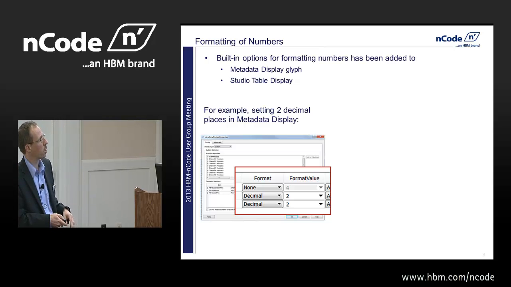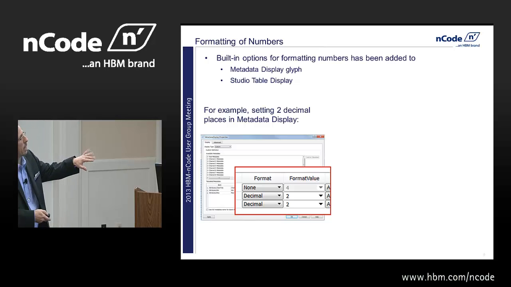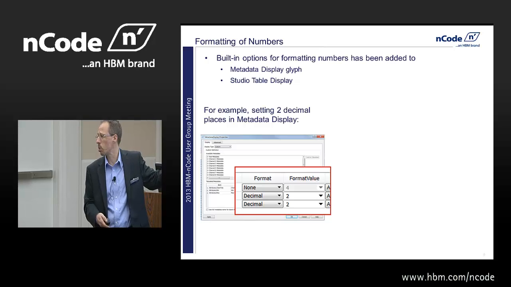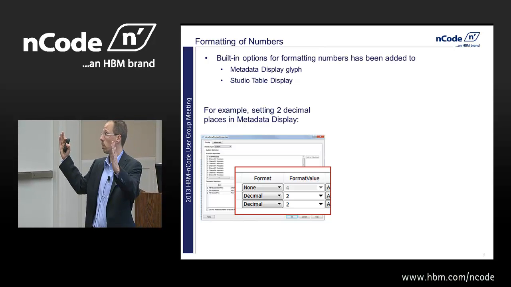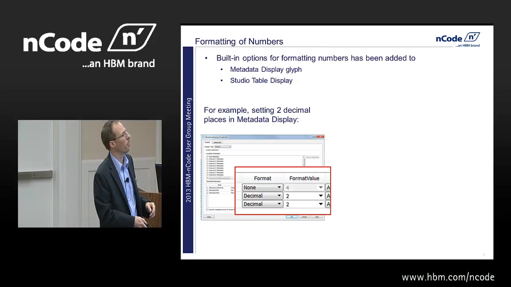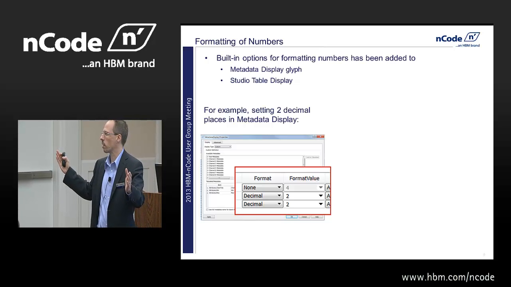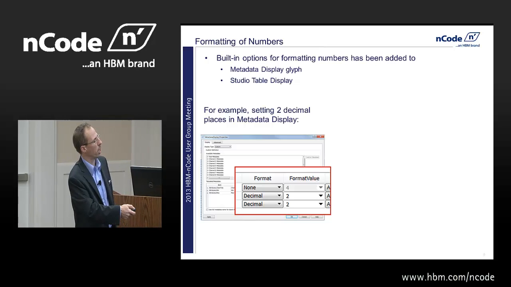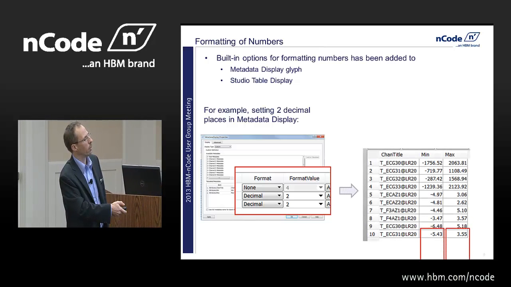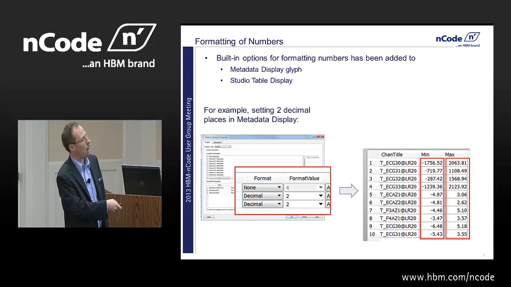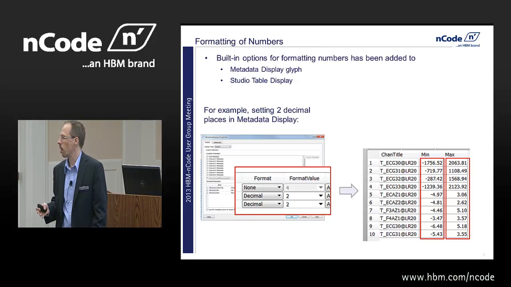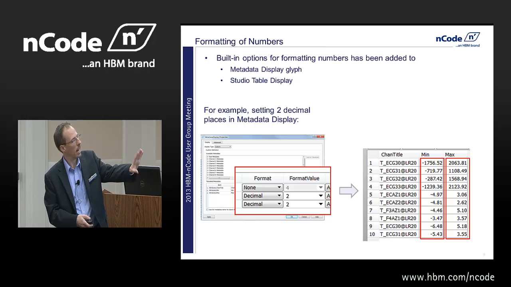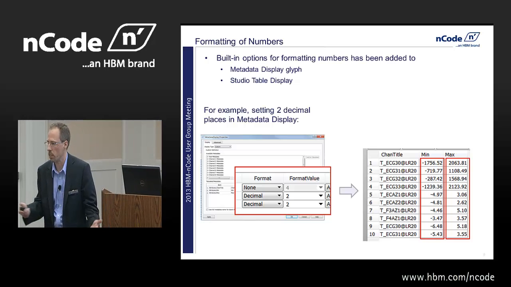So for example, in this case, you would say in the metadata display, you'd go into the properties, you'd pick the metadata items you want to show in your table of results. Everybody know what I mean when I say metadata, correct? Yeah? Metadata display. So now I've got an additional 2 columns here, which is the format and the format value. So now I can select for every metadata item how I want to present it, and in this case, I'm looking at 2 decimal places, for example.